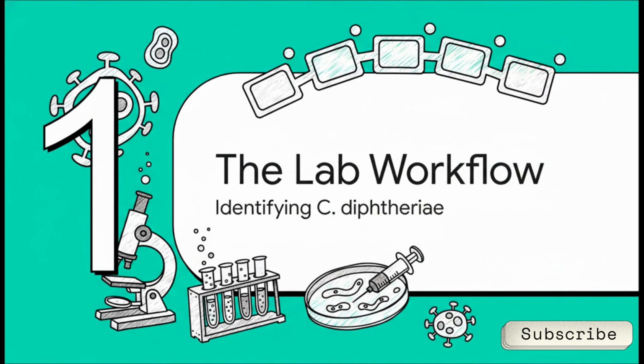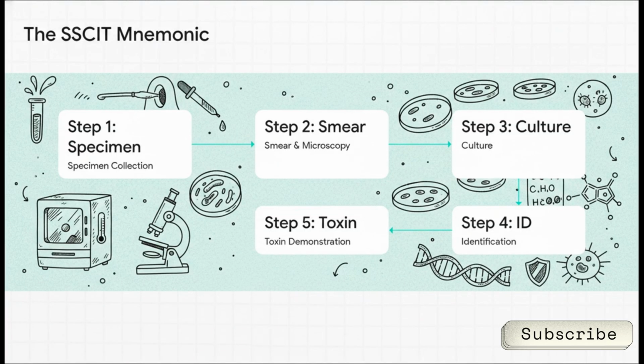When it comes to lab diagnosis, especially for your exams, you need a system, a reliable framework. So we're going to use the mnemonic SSCIT. It'll help you break down the entire procedure into 5 easy, unforgettable steps. So what does SSCIT stand for? It's simple. Specimen collection, smear and microscopy, culture, identification, and the grand finale, toxin demonstration. If you follow this sequence, you'll have the complete diagnostic picture every single time.